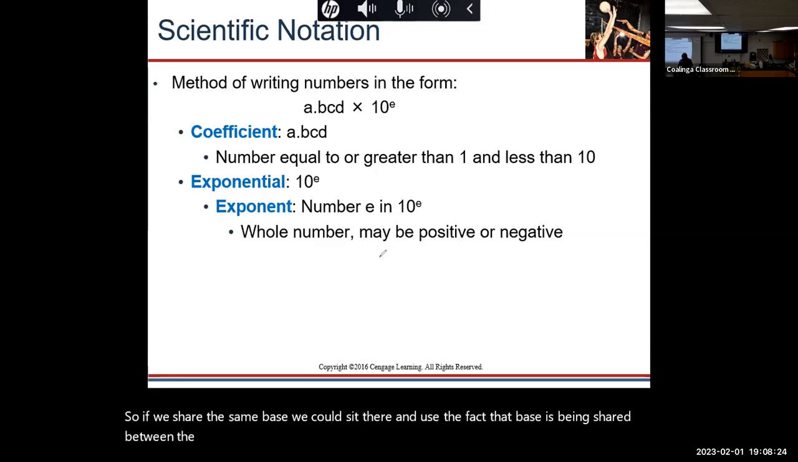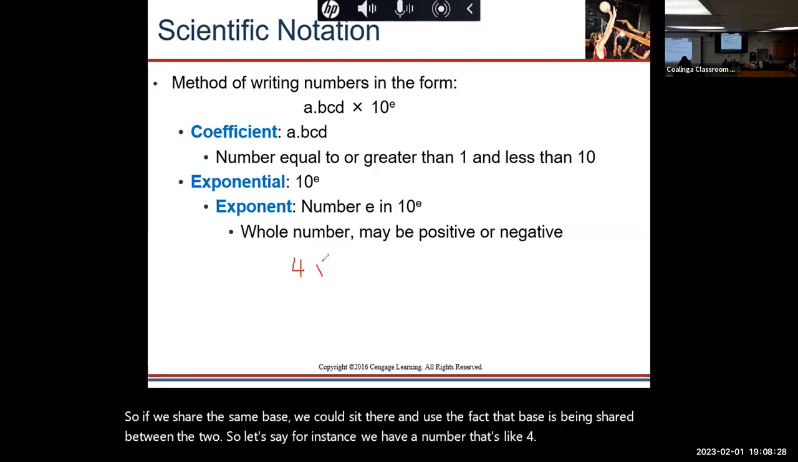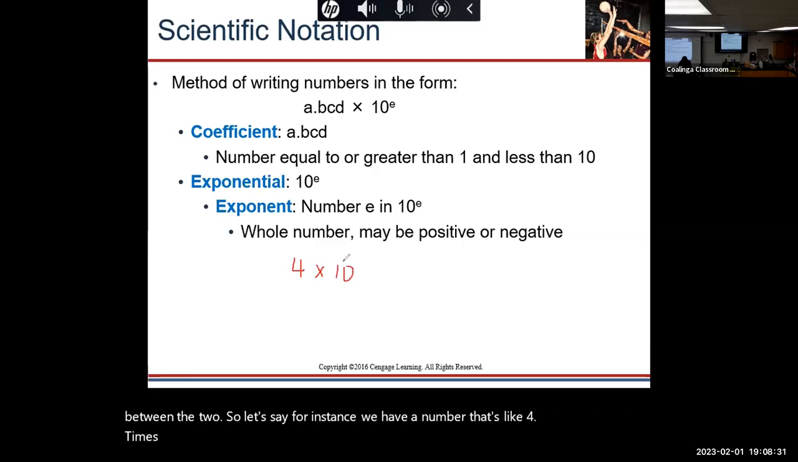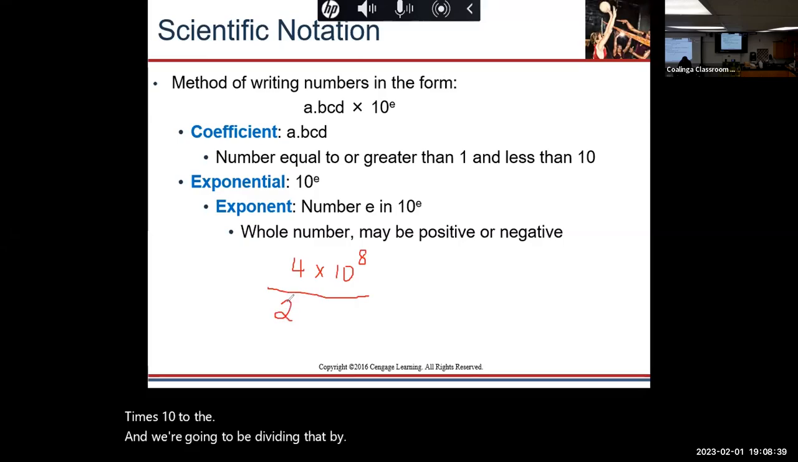So let's say, for instance, we have a number like 4 times 10 to the 8, and we're going to be dividing that by 2 times 10 to the 7.